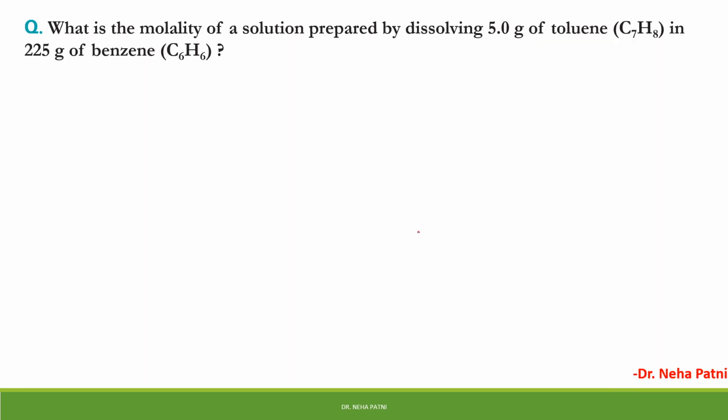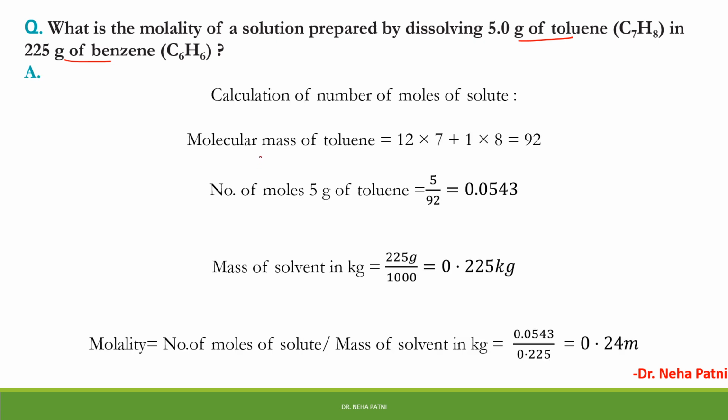Let us go ahead with one more question. What is the molality of a solution prepared by dissolving this much gram of toluene in 225 gram of benzene? So what do you want now? You want mass of solvent, you want moles of solute. Let's go ahead. Number of moles of solute you have to calculate, and for that you have to divide by the molecular mass. So calculate the molecular mass of toluene.